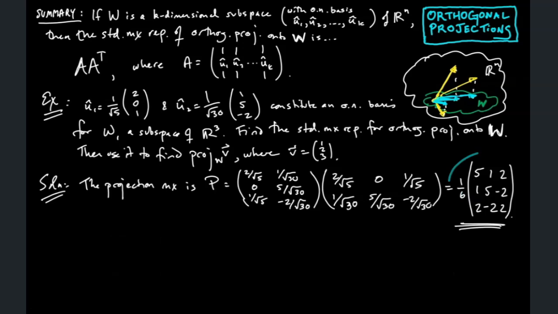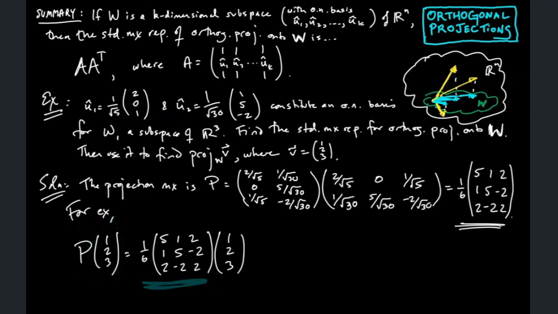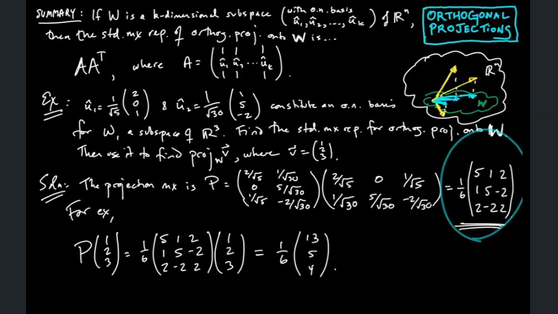This is nice because we could use it to now project any vector in Rn onto our two-dimensional subspace W. For example, the projected image of the vector 1, 2, 3 is that symmetric matrix times the vector 1, 2, 3, which, if you work it out, turns out to be 1/6 of 13, 5, 4, which should ring a bell because we saw it when we found it by other methods earlier in the video. Okay, so now you know two ways to carry out orthogonal projections onto arbitrary subspaces, either as a simple sum of projections onto one-dimensional subspaces, or this other method where you come up with an actual projection matrix.